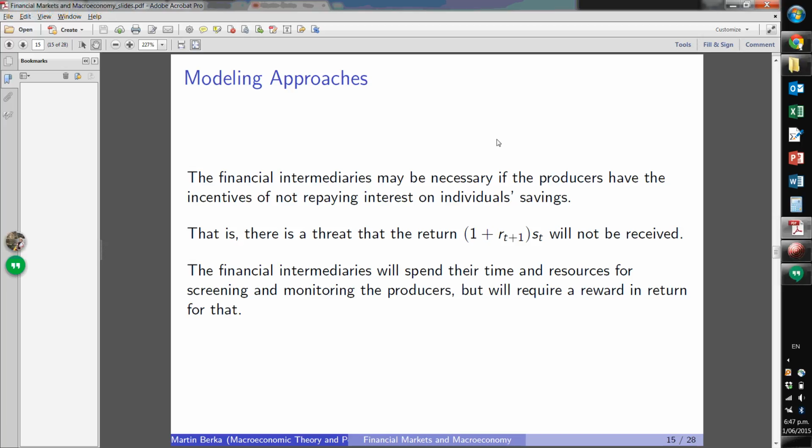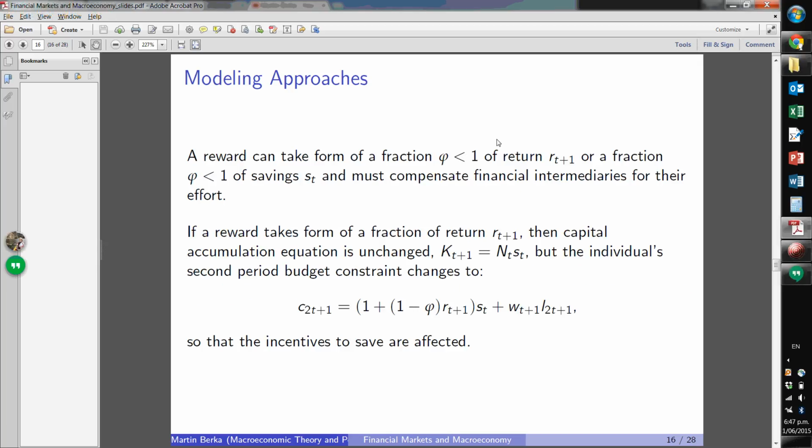But we can make it more realistic by saying that not all of this is going to be received, because some of it may simply not be repaid. Some of the principal, there is a risk of non-repayment or defaulting on the loan and so forth. And in order to minimize this risk, or at least lower it, banks have an incentive to engage in costly screening of the borrowers, which are in this case the producers. But how can they recoup this cost? Well, we can say that in fact only a fraction.